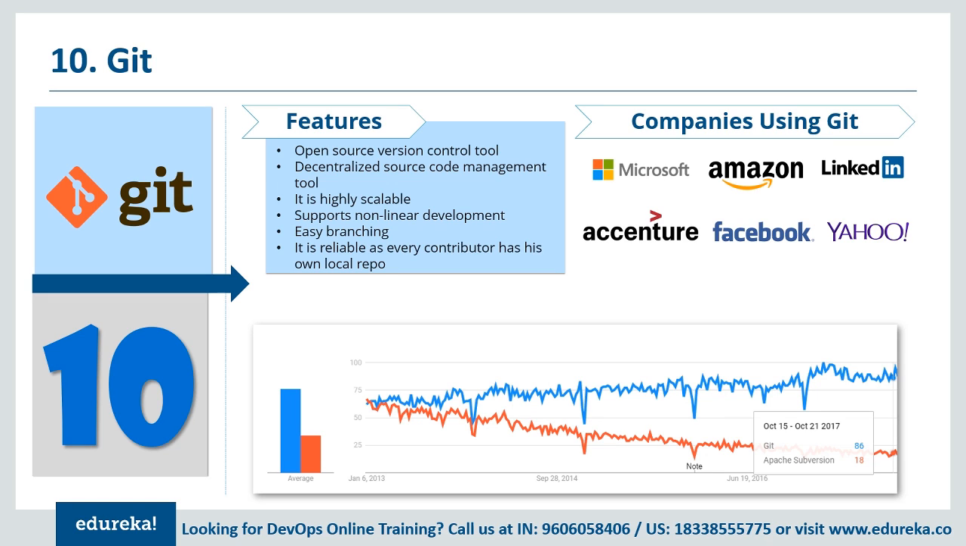All right. Now, these are the companies that are actually using Git: Microsoft, Amazon, LinkedIn, Accenture, Facebook, Yahoo. There's not a single company in the entire globe that is not using Git, because Git is the most popular version control system out there, because Git is easier to use.